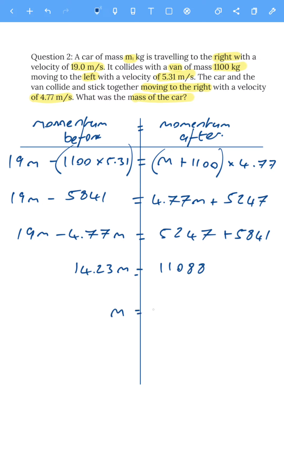And then to get the mass, we simply need to divide through by 14.23. So it's 11,088 divided by 14.23. So that gives us a mass that's equal to 779 kilograms.